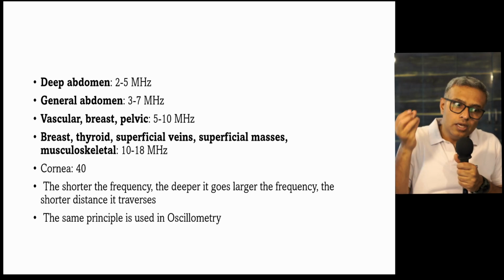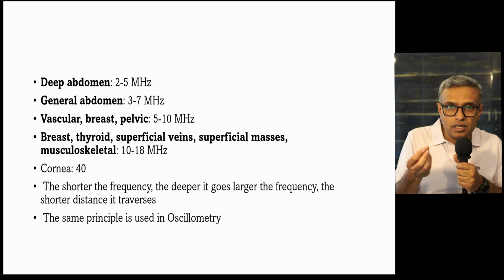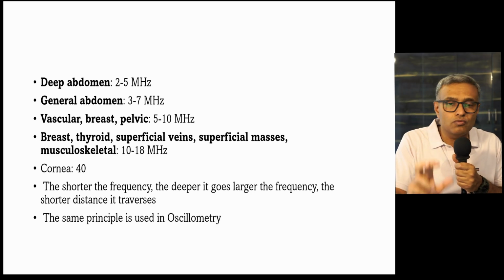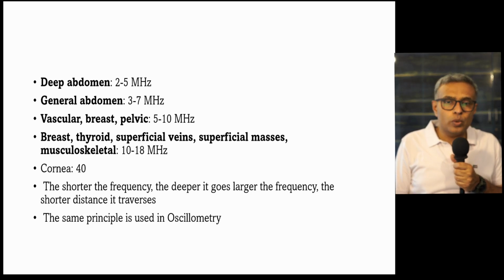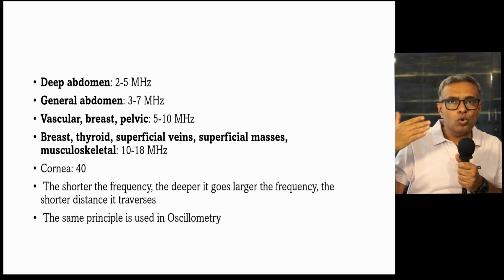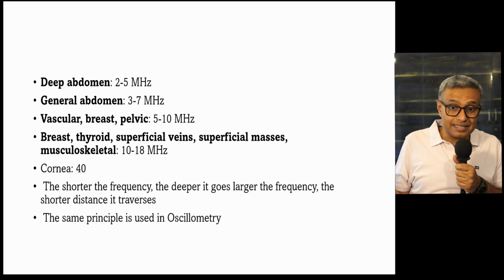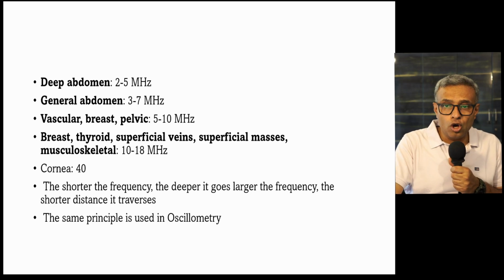That is the reason why the lower the frequency, the deeper it can go into your system. For instance, in the abdomen, it's about 2 to 5 hertz, and general abdomen is about 3 to 7. Vascular, breast and pelvic is about 5 to 10. The more superficial you go, the more the frequency increases. Shorter the frequency, deeper it goes. Larger the frequency, shorter the distance it traverses. The same principle is applied even in oscillometry.